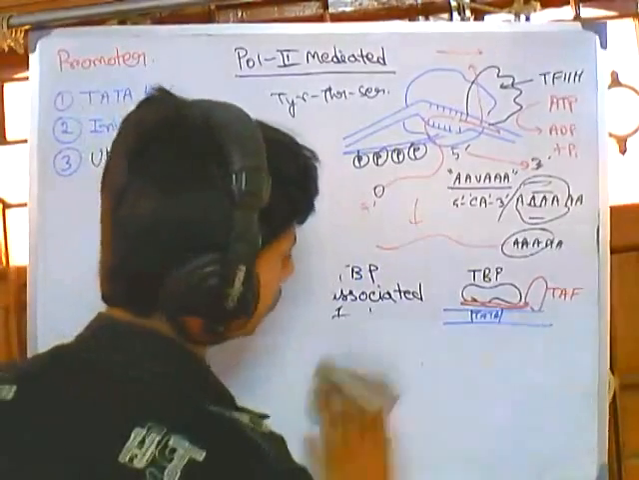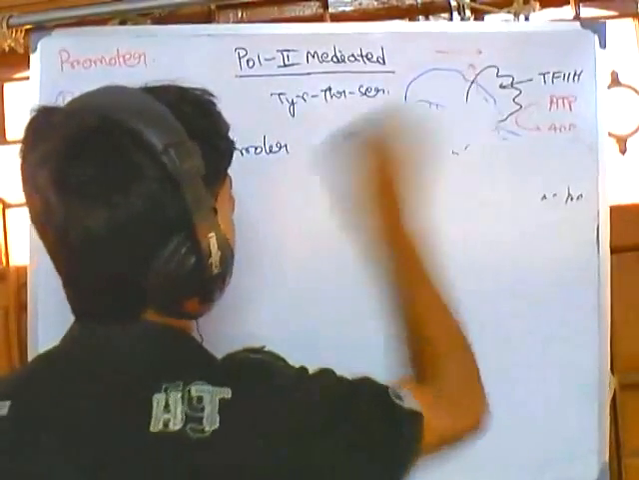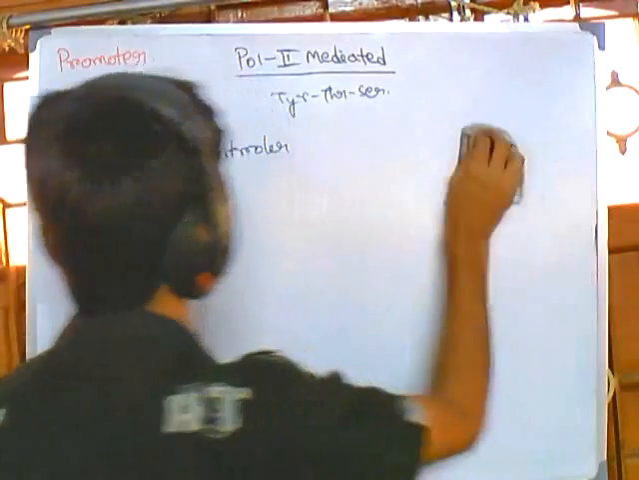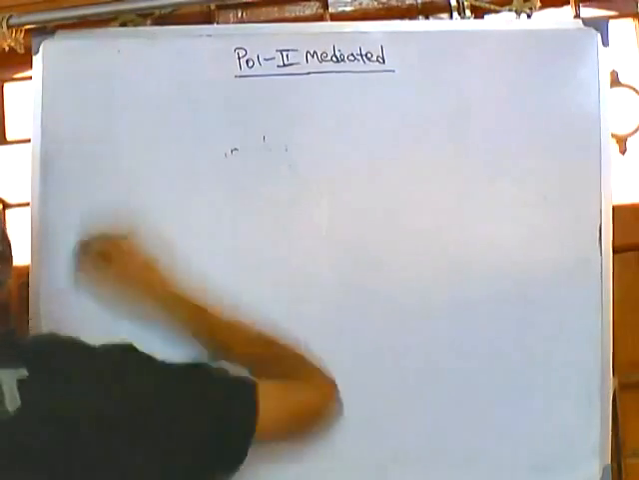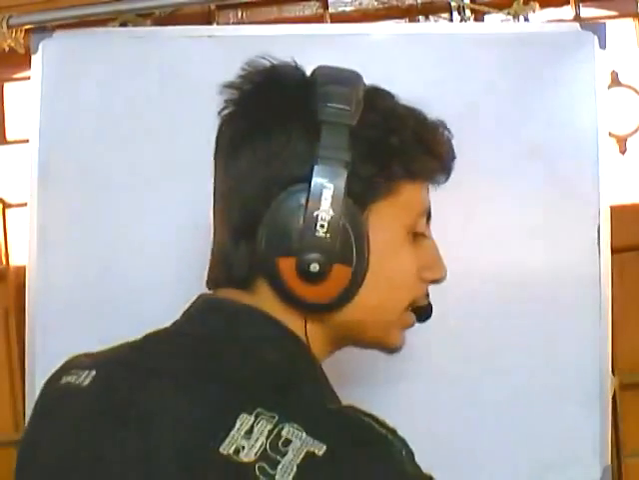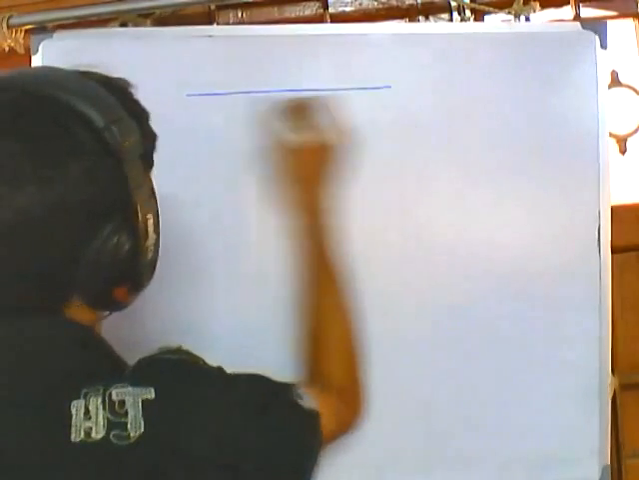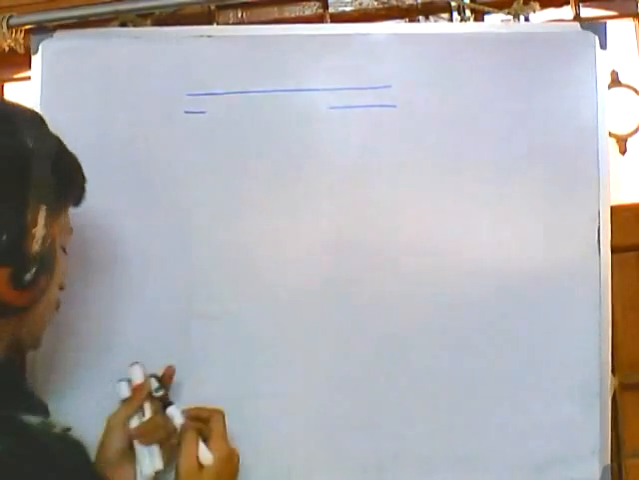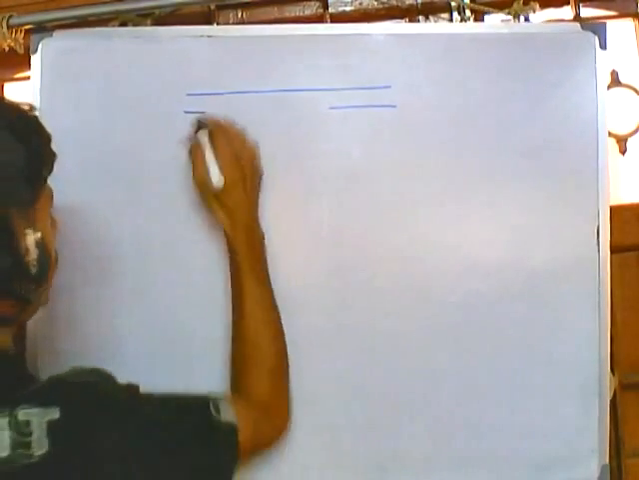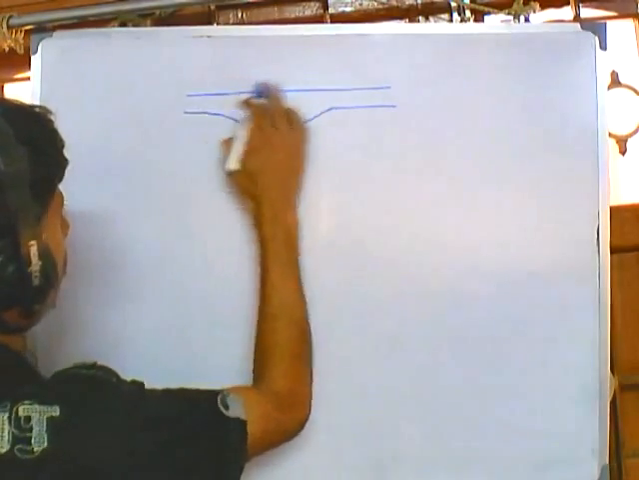Okay, let me erase this first, full erasement. So the termination process here is quite different from that of the termination of the prokaryotic system. Say in this case we are having the DNA, and we are having the polymerase. So bubbles, let me draw it like that, because a bubble is formed, right.